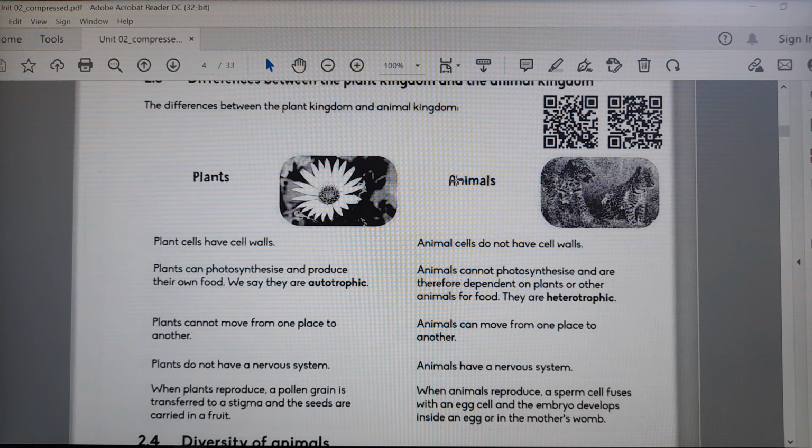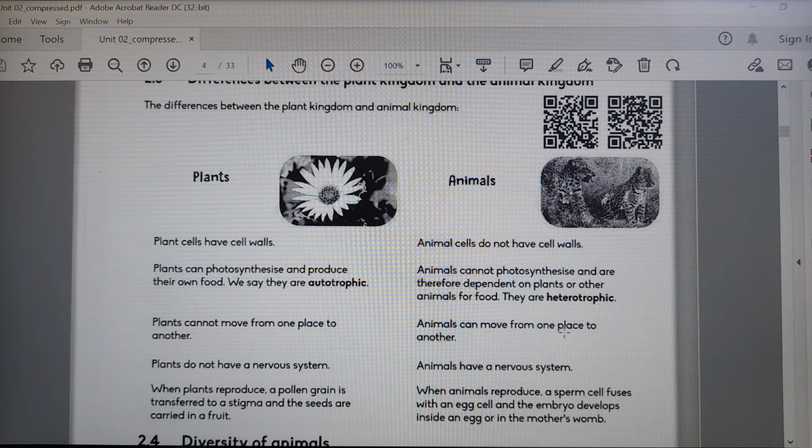And let's look at the animal kingdom. Animal cells do not have cell walls. Animals cannot photosynthesize, and are therefore dependent on plants or other animals for food. They are heterotrophic. Heterotrophic, okay, which means they cannot produce their own food. Okay, they are dependent on other plants or other animals for food.